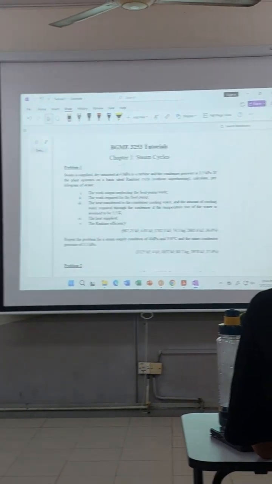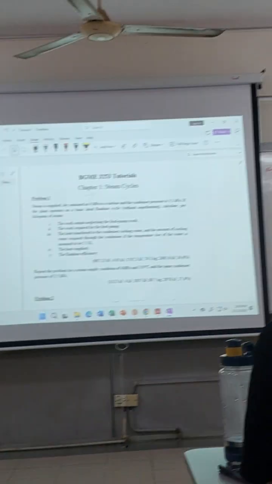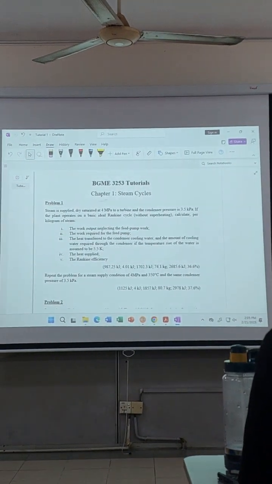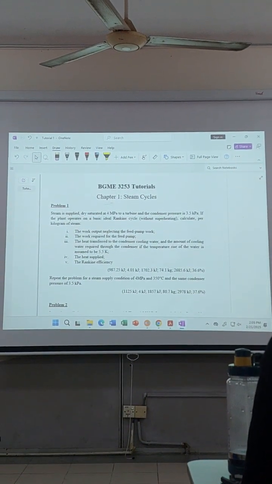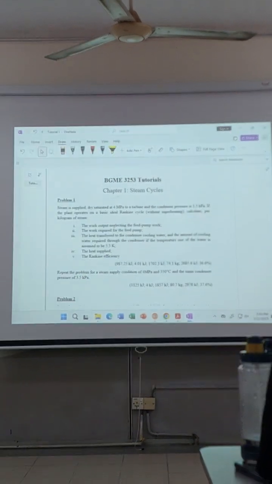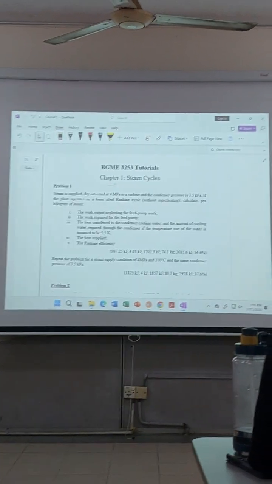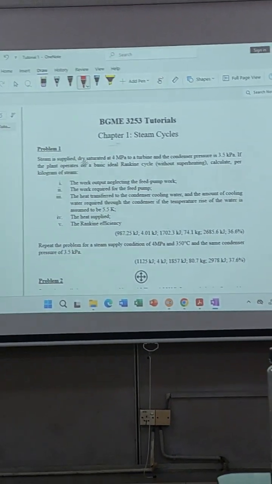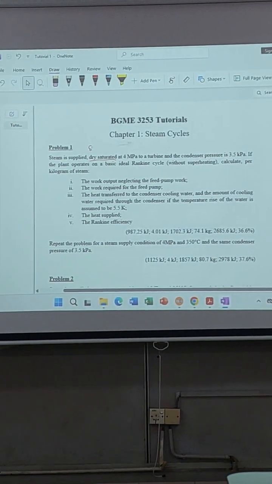Dry saturated, but this probably is only so okay, steam is applied dry saturated. So it means that it is a saturated state and it is dry. It means that it is saturated vapor. Okay, so that's what it means. So dry saturated here pretty much means saturated vapor.